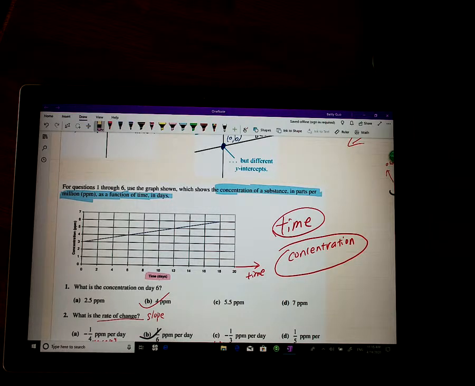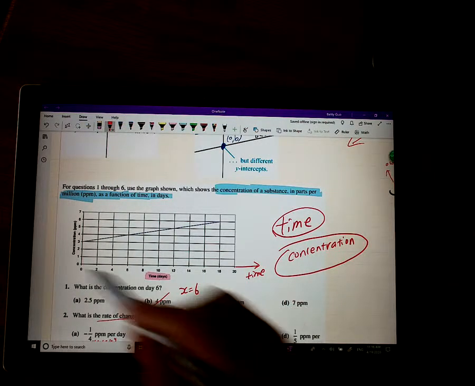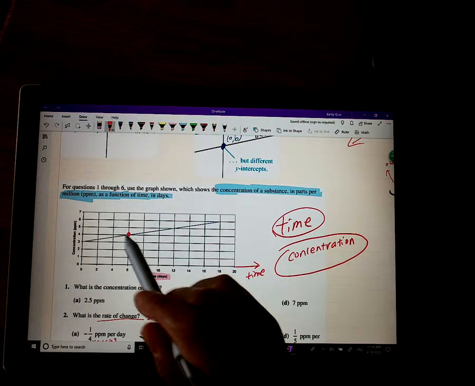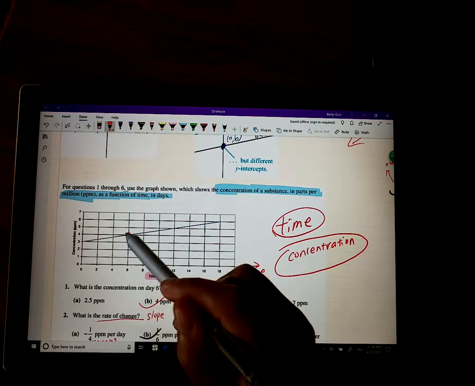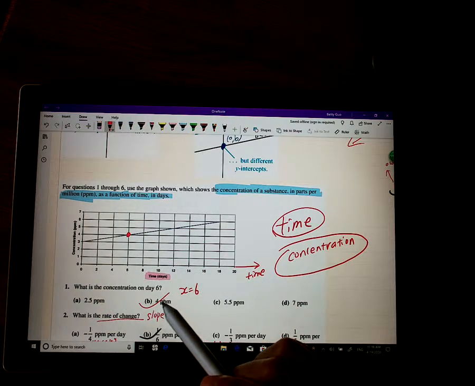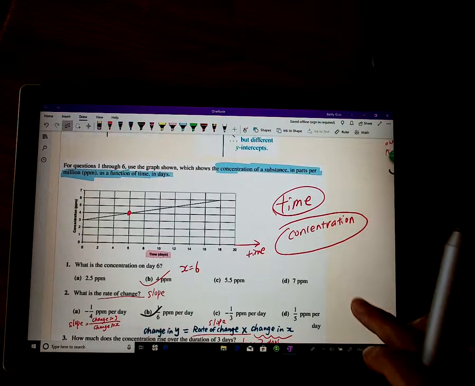Number 1, what's the concentration on day 6? Independent variable x assumes the value day 6. So x equals 6. So let's look at the horizontal scale. Day 6. This point on the straight line has x value day 6. Then what's the corresponding y value? 4, right? So 4 ppm. The concentration on day 6 is 4 ppm. Is that understandable?